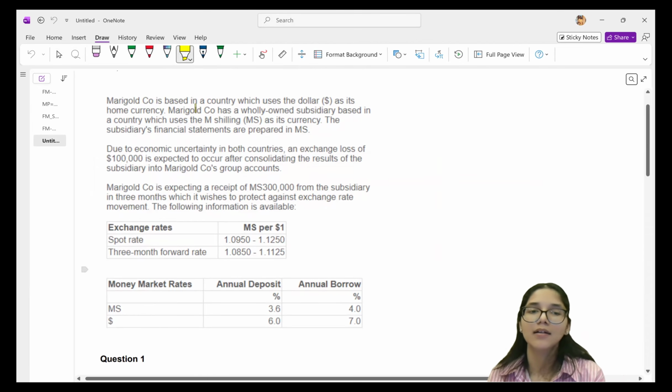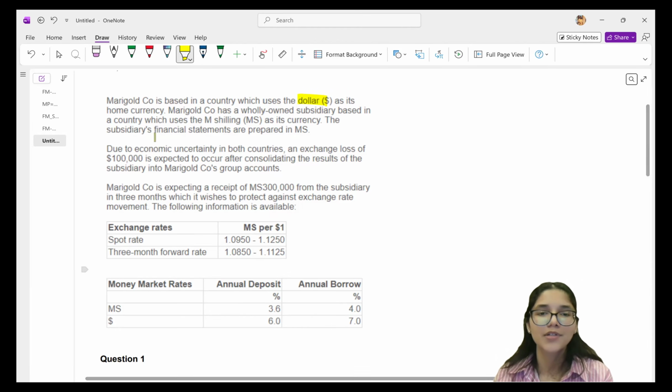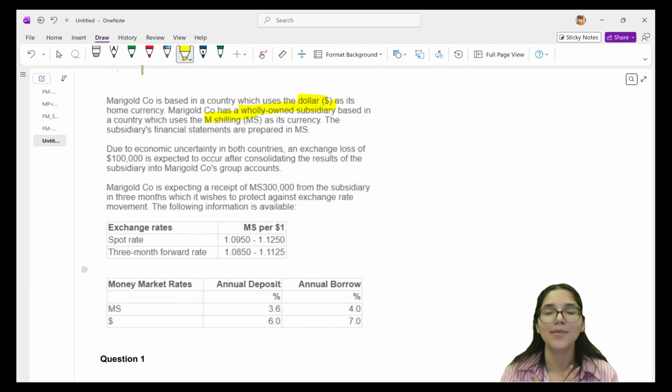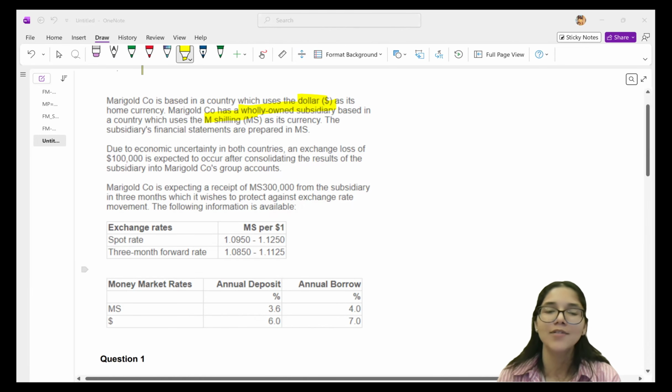Marigold Company is based in a country which uses the dollar as its home currency. Marigold Company has a wholly owned subsidiary based in a country which uses the M shilling as the currency. So we have a subsidiary. We own this subsidiary completely, 100%. I am the owner of the subsidiary, and the currency which they use over there is M shilling. The subsidiary's financial statements are also prepared in M shilling. So even before reading anything further, can you think of one risk which Marigold Company will for sure be facing?